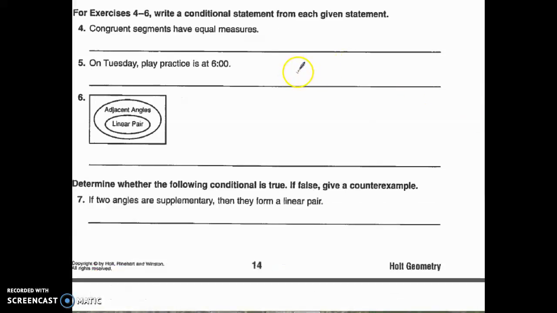For the next set of exercises, we are writing a conditional statement from the given statement, so I need to make this an if-then. Statement 4 says congruent segments have equal measures. I want to write that as if my segments are congruent, then they have equal measures.